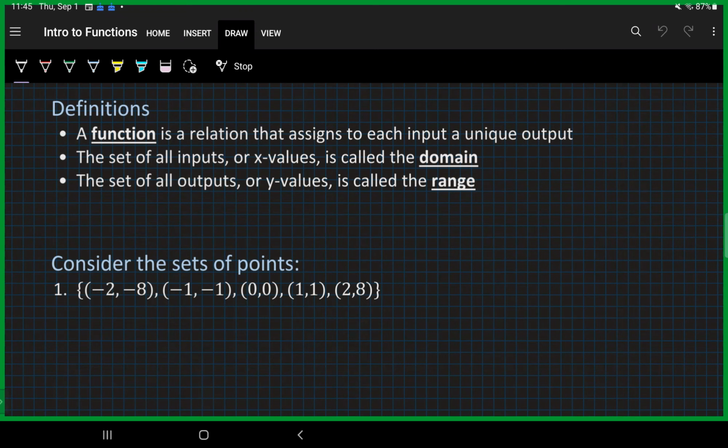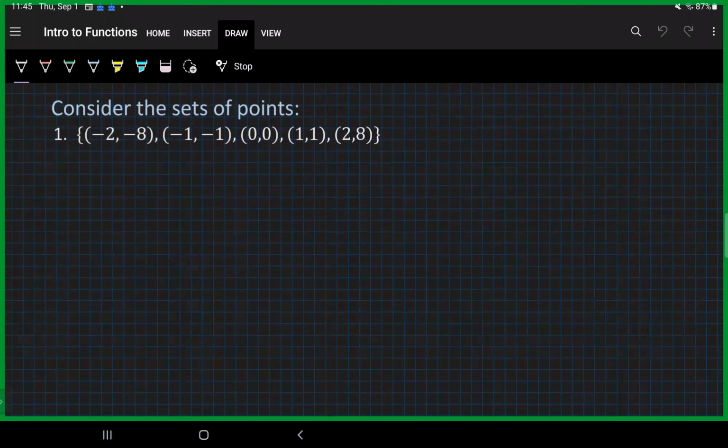So definition, or definitions. A function is a relation that assigns to each input a unique output. The set of all inputs, or x values, is called the domain. The set of all outputs, or y values, is called the range. This seems like a relatively abstract definition, but let's look at some concrete examples to get started.